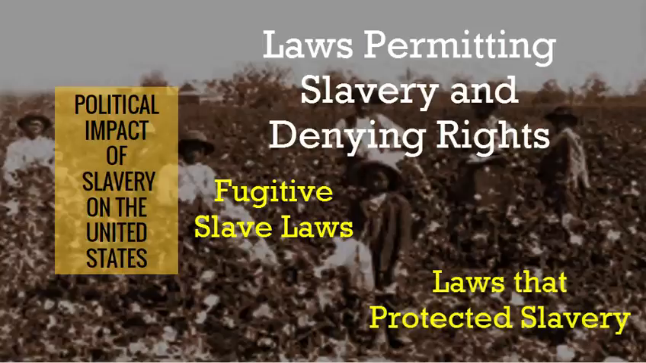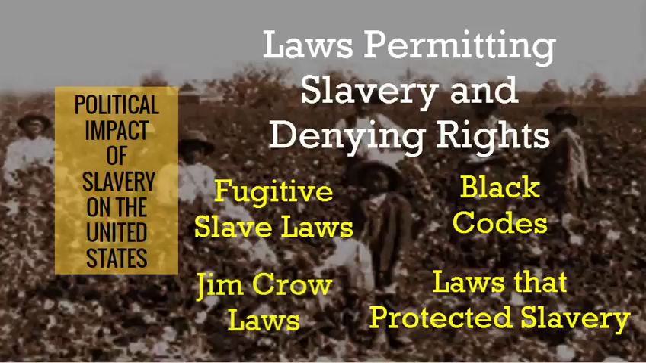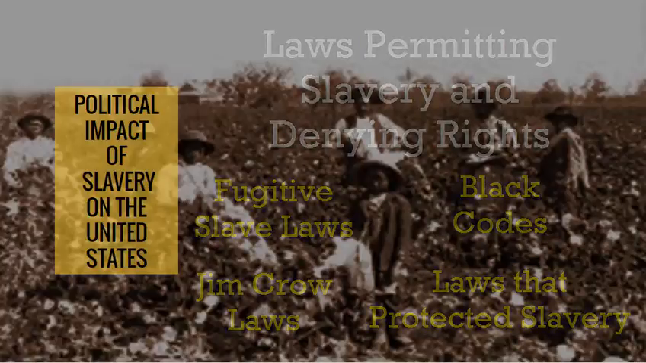Even after the Civil War ended, political means were used to deny rights to African Americans. Black codes and Jim Crow laws were passed that denied African Americans rights and opportunities.